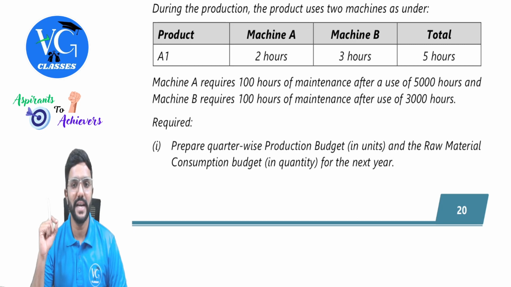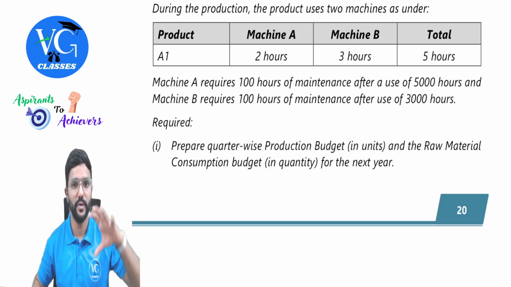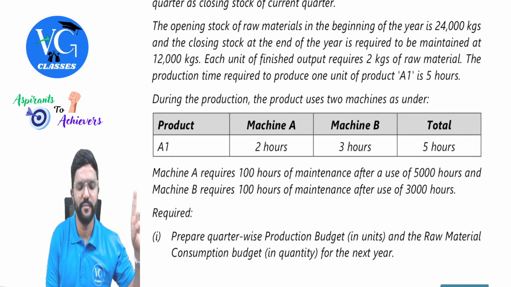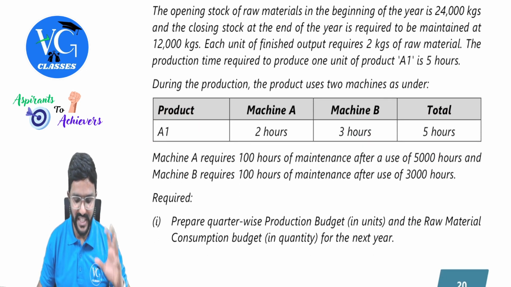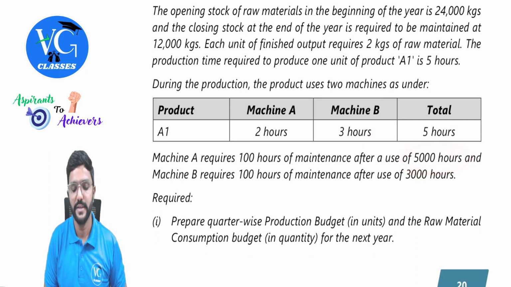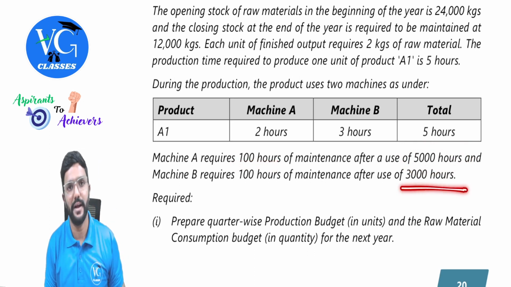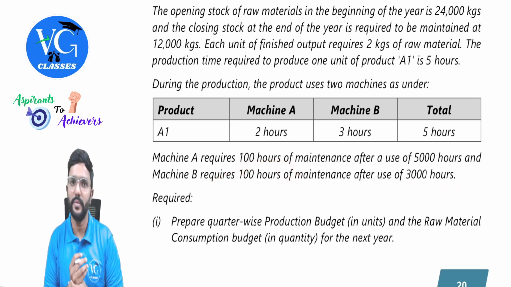Machine A requires 100 hours of maintenance after a use of 5,000 hours. And machine B requires 100 hours of maintenance after use of 3,000 hours. Guys, see, the working hours is 5 hours for each unit of product A1. But once machine A works for 5,000 hours, it requires maintenance for 100 hours. Same way, once machine B works for 3,000 hours, it requires maintenance for 100 hours.